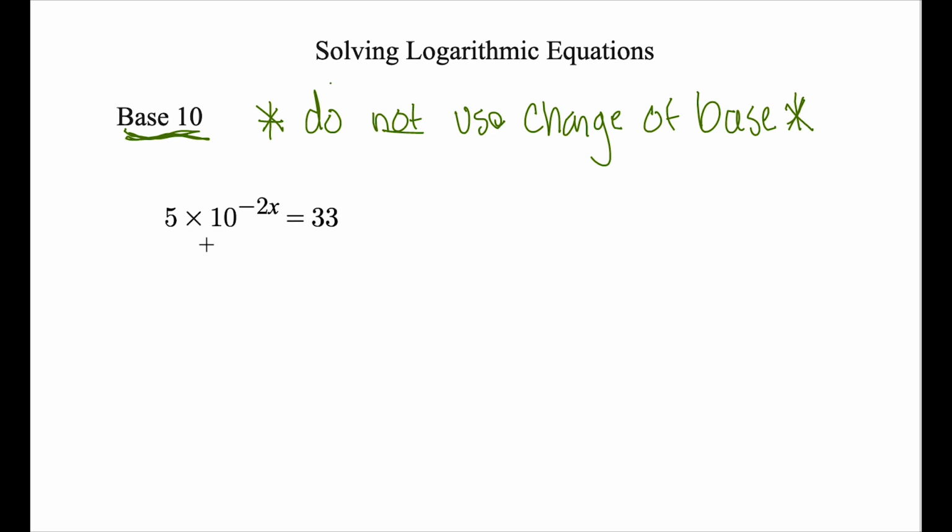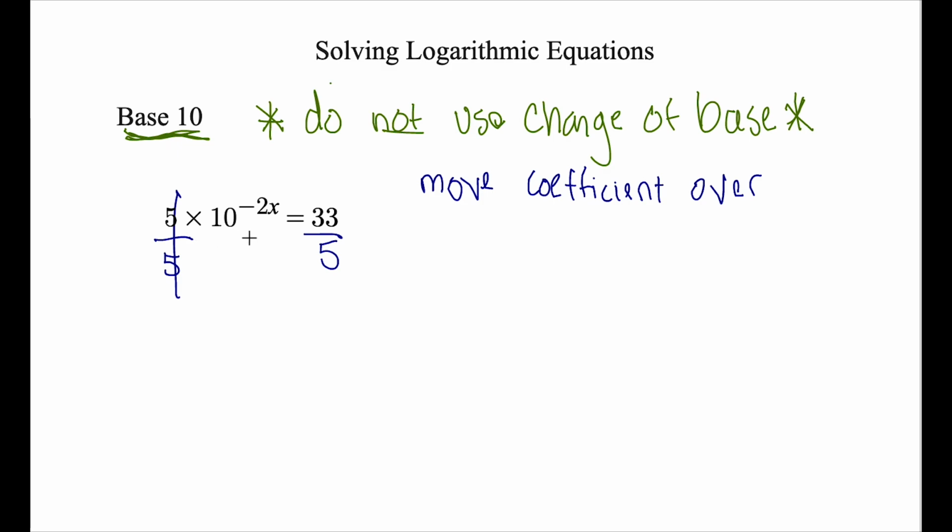So we have 5 times 10 to the negative 2x power equals 33. The first thing I'm going to do is move the coefficient to the other side. Since 5 is being multiplied here, we're going to divide both sides by 5. So it simplifies to 1 on the left, and we're left with 33 over 5 on the right. Now we're going to leave it in fraction form so that we don't have to round. So now I'm at 10 to the negative 2x equals 33 over 5.